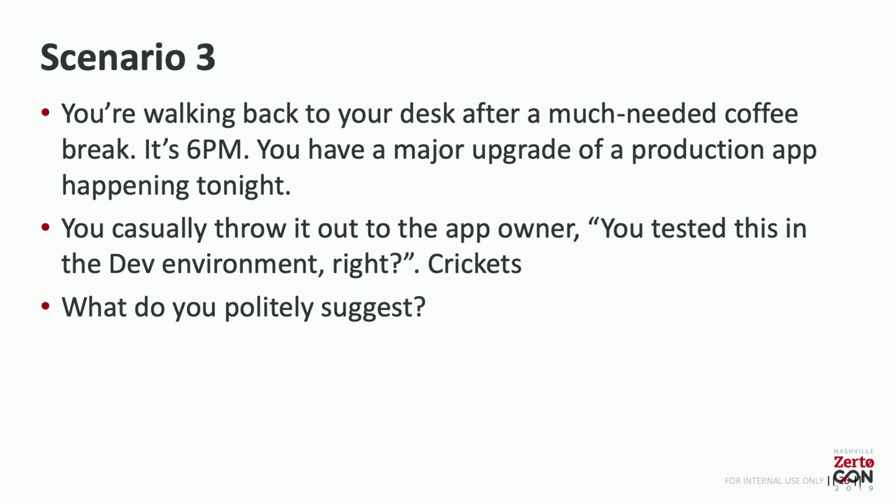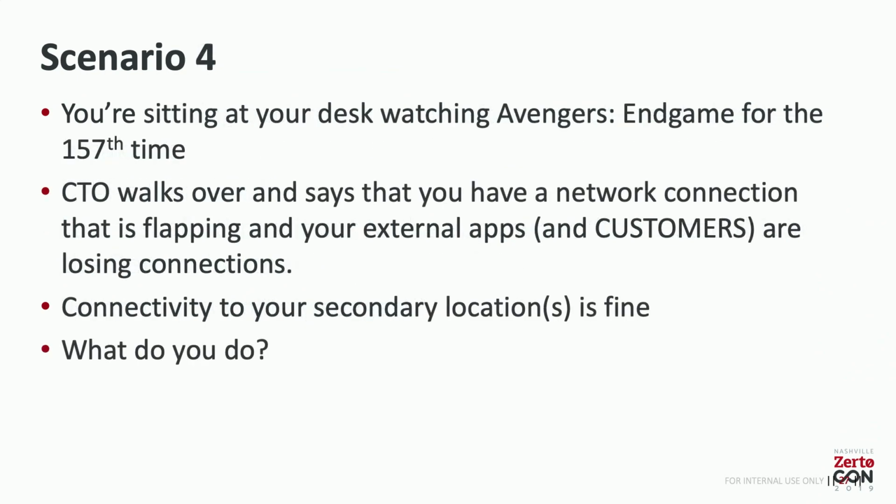So scenario 4, you're watching Endgame for like the 157th time. I don't know where you got your copy from, but you got it. Yeah. The CTO walks over and says you've got a network connection going up and down. Sites keep dropping, coming back up. Your external customers are losing connection to that mobile app that they really need. So you go to check out your secondary site, everything looks good. What do you do? Stop streaming the movie.